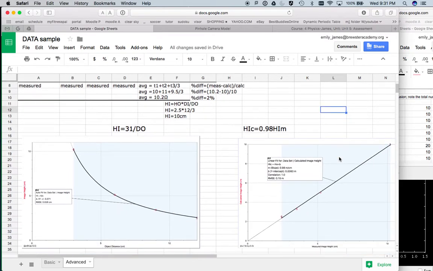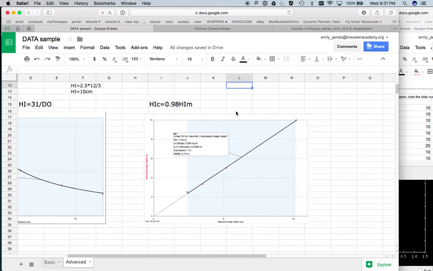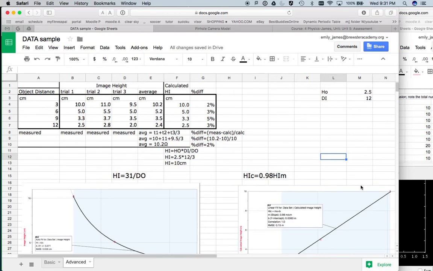Another way to look at how close the two are is this graph. This is something that I would only expect Accelerated to do, but you can graph the measured image height versus the calculated image height. And you would hope for a slope to be exactly 1, so that y, calculated, equals x, measured. And in fact, we get pretty close. We get 0.98, which is 2% off. Fabulous.